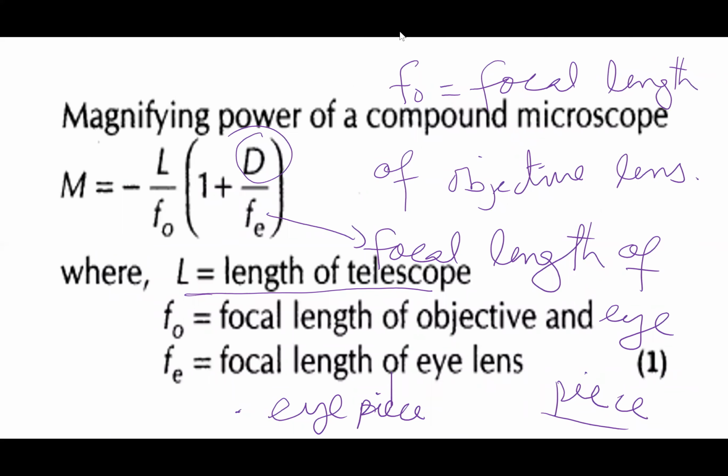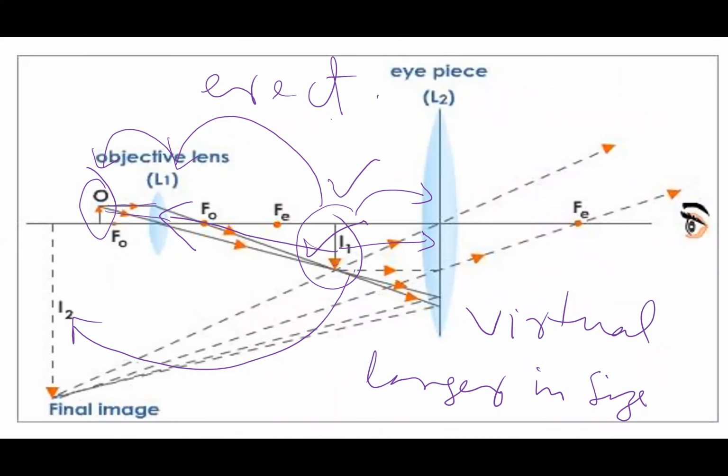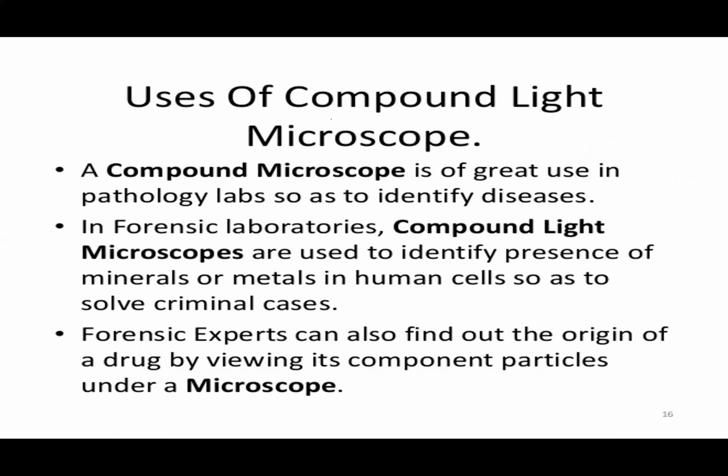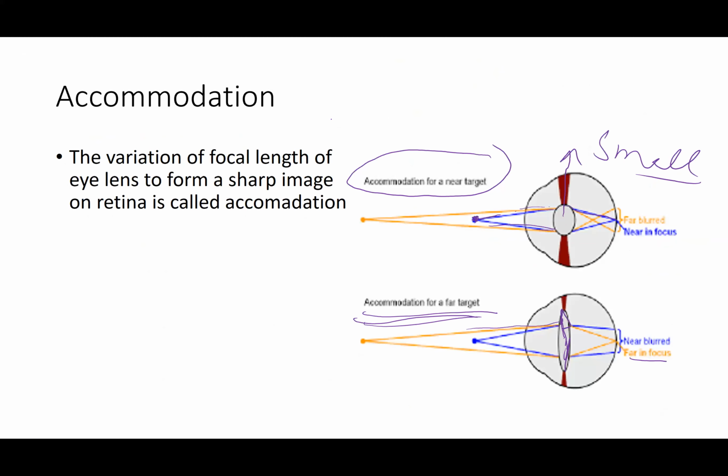The magnification of a compound microscope is equal to L divided by f naught, times 1 plus d by f. This is the ray diagram of a compound microscope. Uses of the compound microscope: do it by yourself.